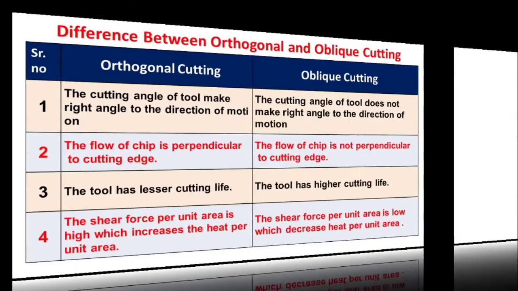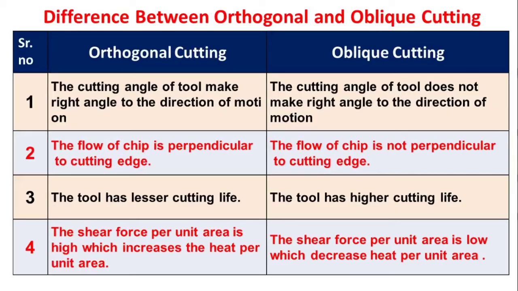Finally, we have come to this point: difference between oblique cutting and orthogonal cutting. The first point in orthogonal cutting is the cutting angle of tool makes right angle to the direction of motion of tool, while the first point in oblique cutting is that the cutting angle does not make a right angle to the direction of motion of tool. Second point in orthogonal cutting, the flow of chip is perpendicular to the cutting edge. Second point in oblique cutting, the flow of chip is not perpendicular to the cutting edge.